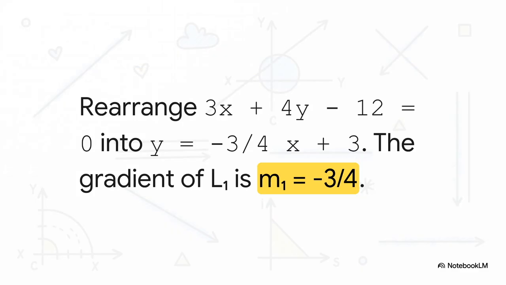First up, step 1. Find that gradient. The line is in general form, so our very first move has to be to get y by itself. A little bit of rearranging gets us y = -3/4 x + 3. And just like that, the gradient is staring us in the face. It's -3/4. Those are some easy marks right there.